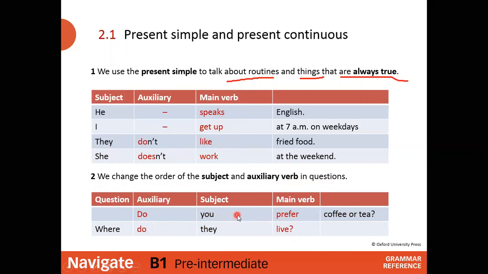Where do they live? So here you can see where, this is a question word. You want to specify or to clarify. Do they live? So do is auxiliary verb, they is subject, and live is main verb. I hope present simple is understandable. So present simple is used when we talk about routines and things that are always true.